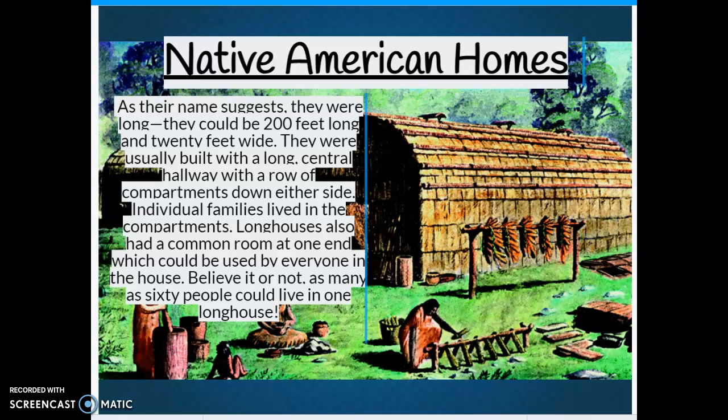They had one common area, which would be like the lobby of the hotel, and then you would walk down that long hall down the middle, and the rooms for all the different families were off to the side. As many as 60 people, that's a lot of people, y'all, could live in one longhouse. You could look at it like an apartment or a hotel. The way the hotel is shaped is very, very similar.